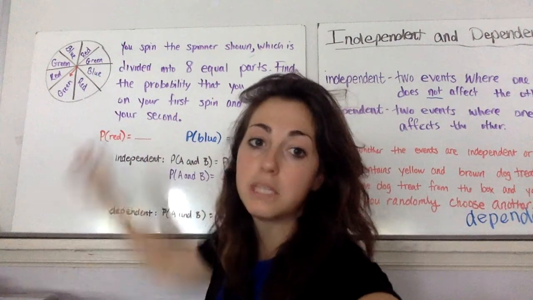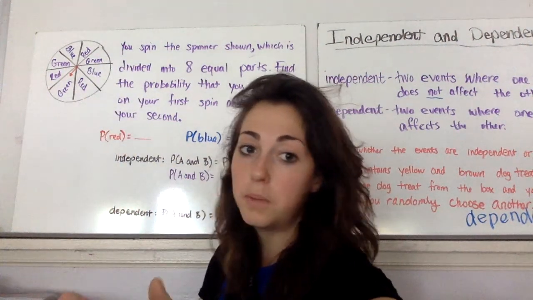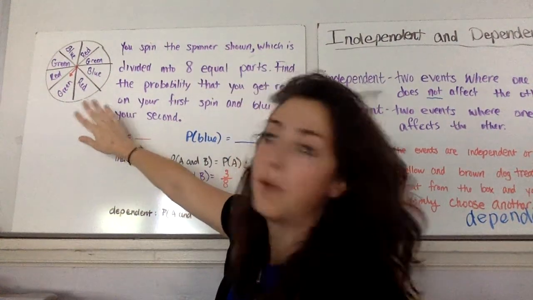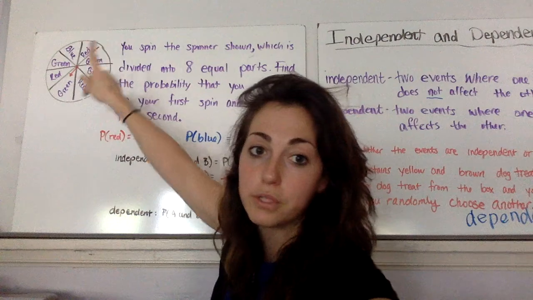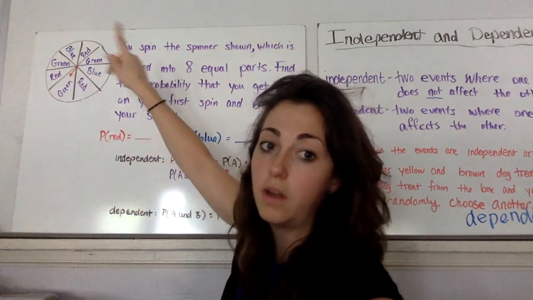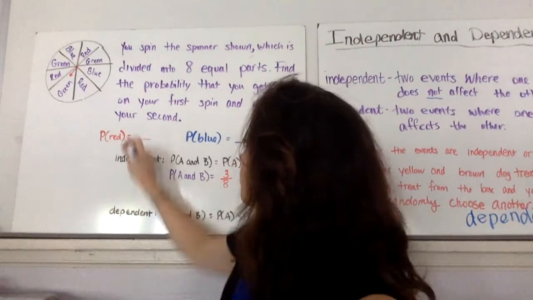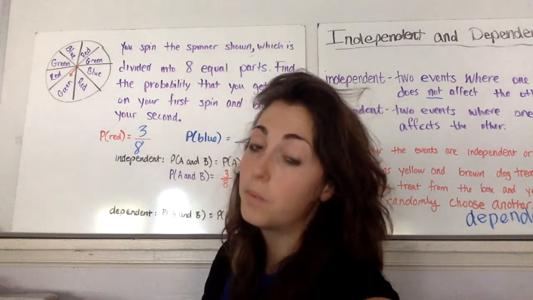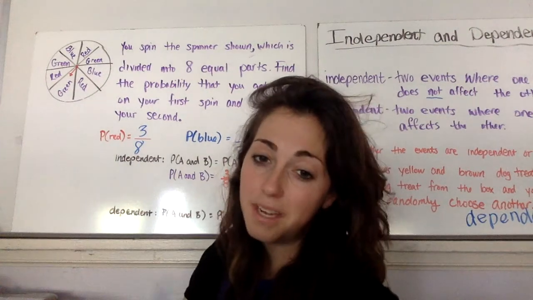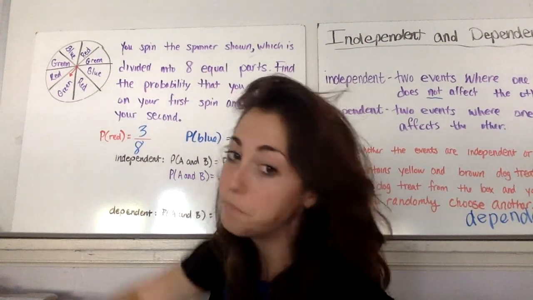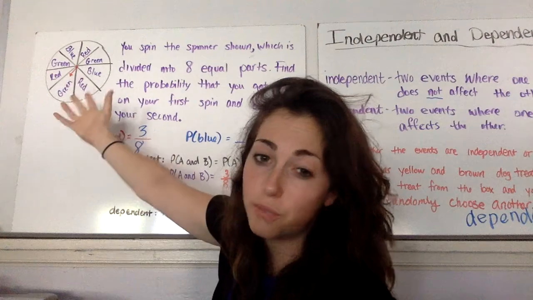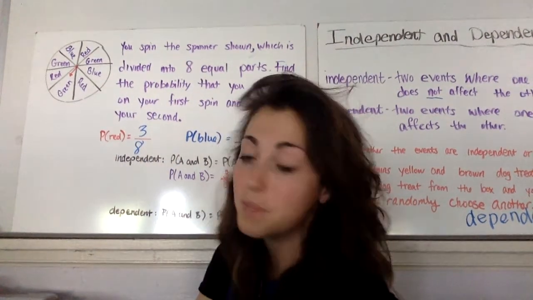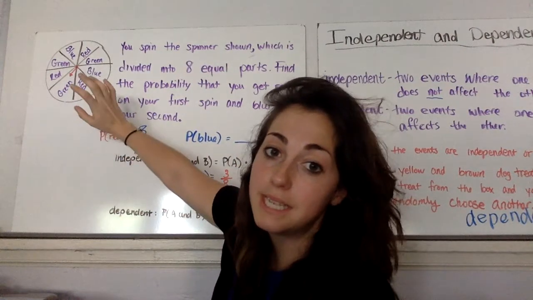Spinning this, the probability of the first spin should be a no-brainer. What's the probability of getting a red on my first spin? How many reds are there, and out of how many? I have 3/8. Then, for the second spin, if I'm spinning again, is that going to have an impact? Is my denominator changing? Nope. The 8 equal parts won't change. So for spinners, they're never going to be dependent. It's independent.